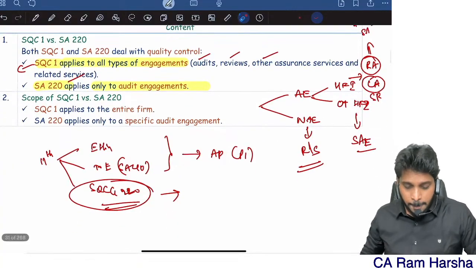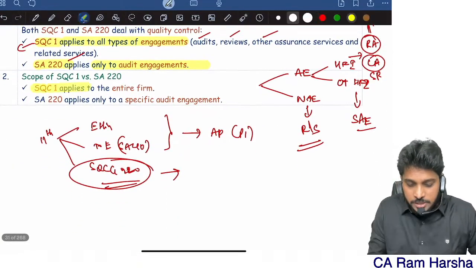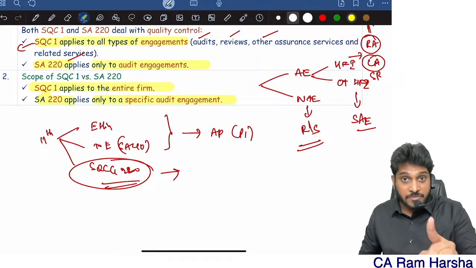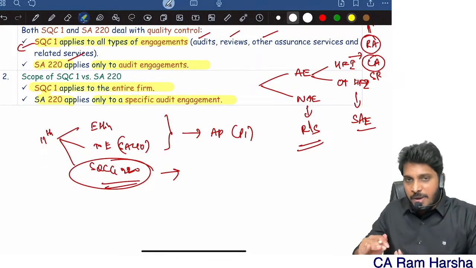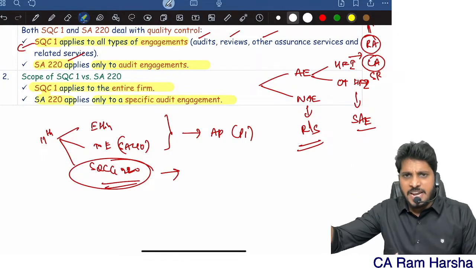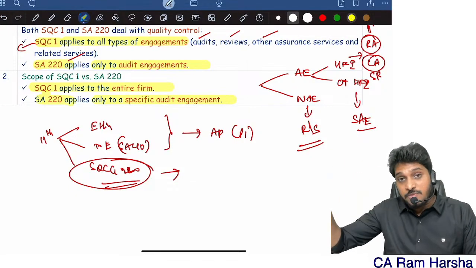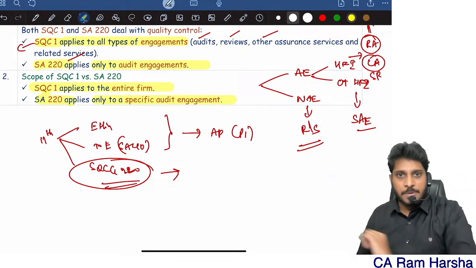Now, what is this SQC? SQC is applicable for the entire firm. SA 220 is applicable for a specific audit engagement. So I'm performing the audit of one company for a particular financial year, a statutory audit, general purpose financial statements audit. SA 220 is applicable for that.